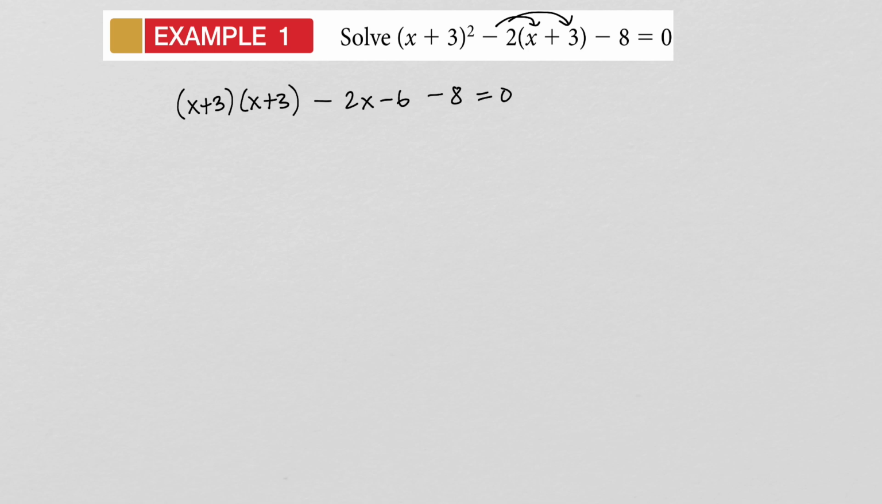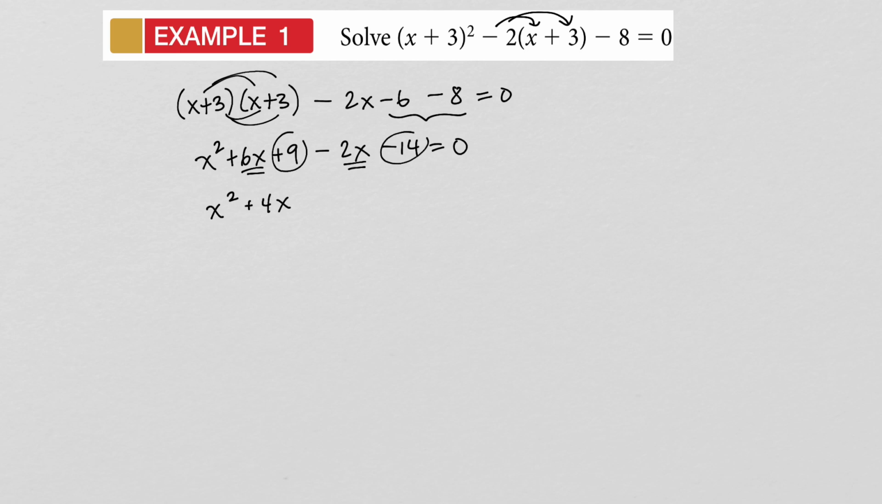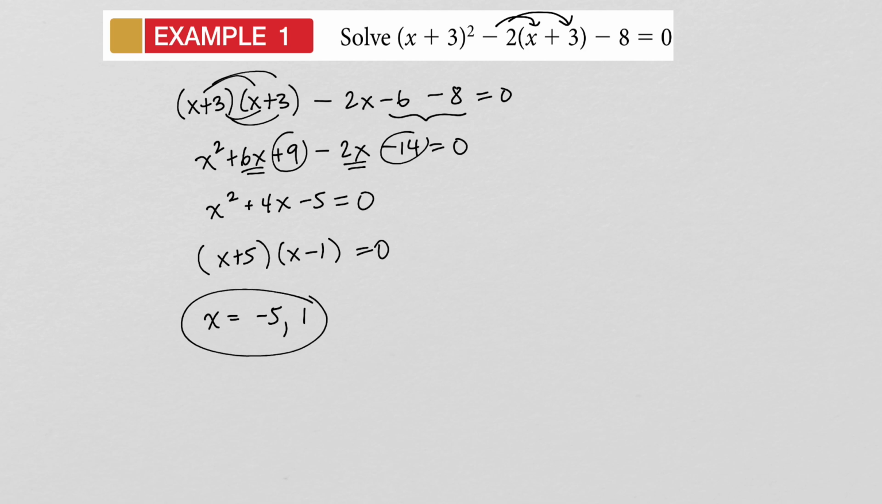Minus 8 equals 0. And then we can multiply this out. That's going to give us x squared plus 6x plus 9. And then minus 2x, and minus 6 minus 8 is minus 14. And so we have x squared plus 6x minus 2x is plus 4x. And 9 take away 14 is minus 5. And now I can factor: (x plus 5)(x minus 1) equals 0. And setting each of these factors equal to 0 gives us negative 5 and positive 1.